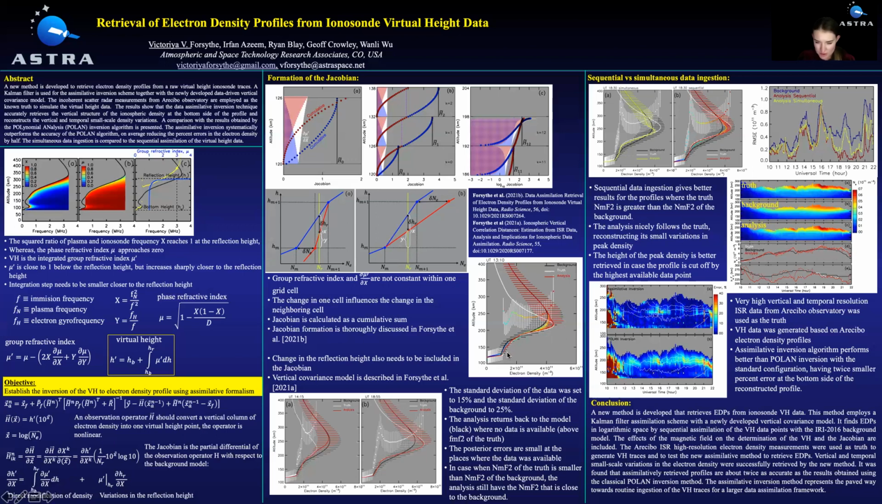Then we assign 15% standard deviation for all of the virtual height points, and we assign 25% deviation for the background. Then we ingest each data point separately, producing the analysis. All of the analysis profiles are shown with different colors, depending on the ingestion of the last data point. Once we reach the last data point, that's the final analysis, which is shown with the red line.